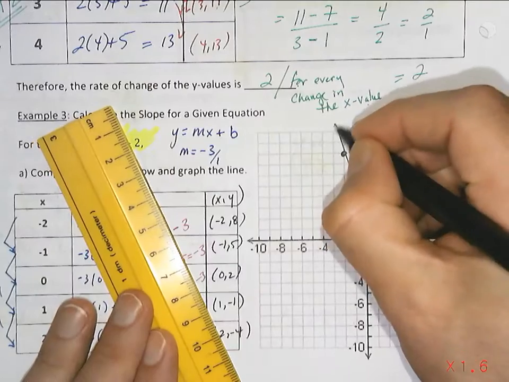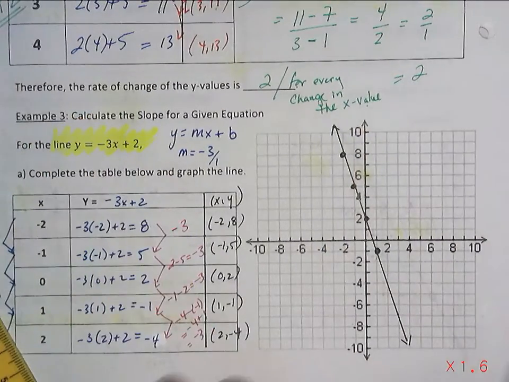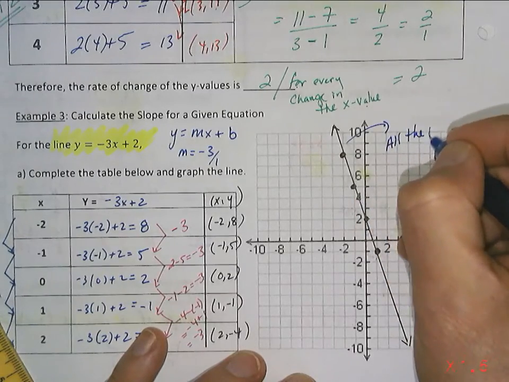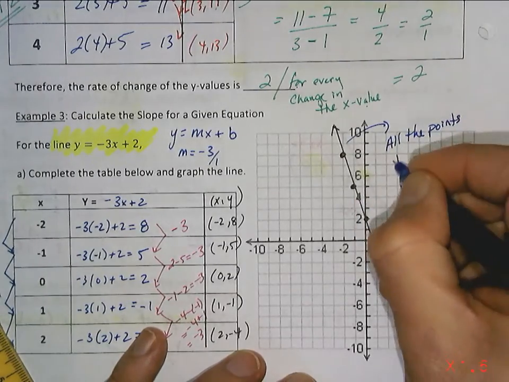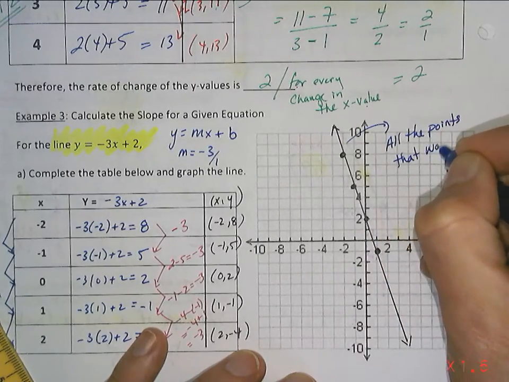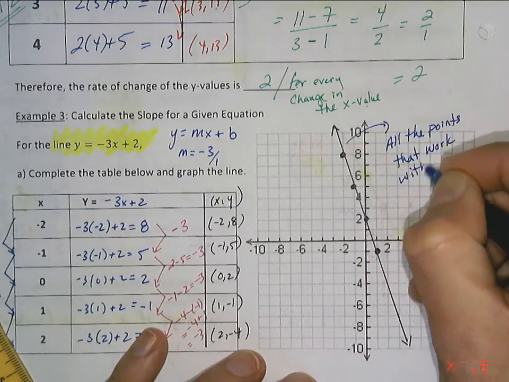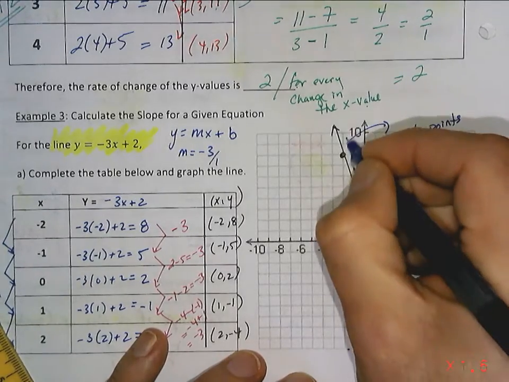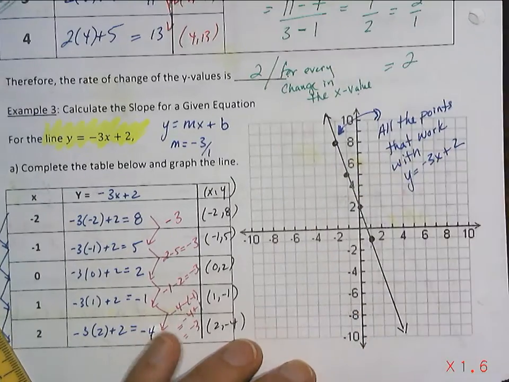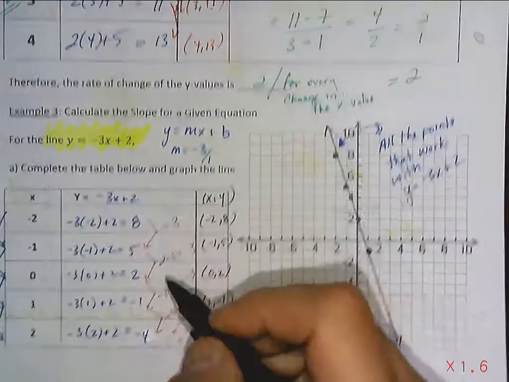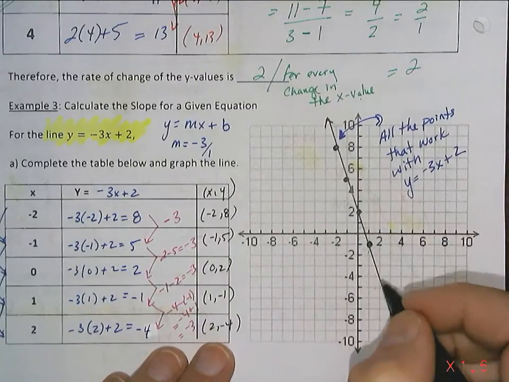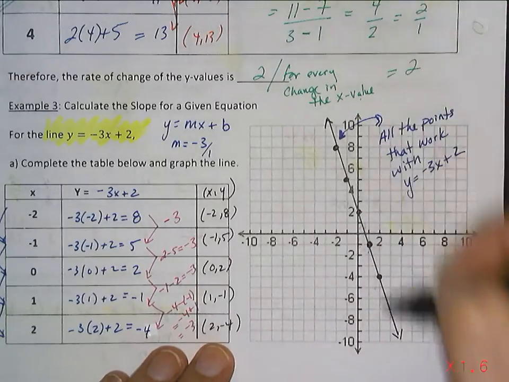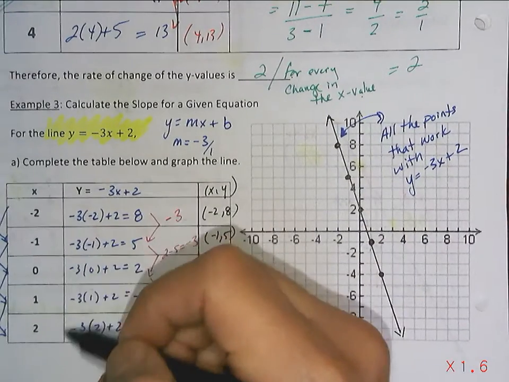So here's my line. That line represents all the points that work with y equals negative 3x plus 2. That's what that line represents. It represents every single point. Notice, I did a chart with only 5 points. 1, 2, 3, 4, 5. I only did 5 points. But the fact that I've connected it meant that I could have picked any x value at all, right?